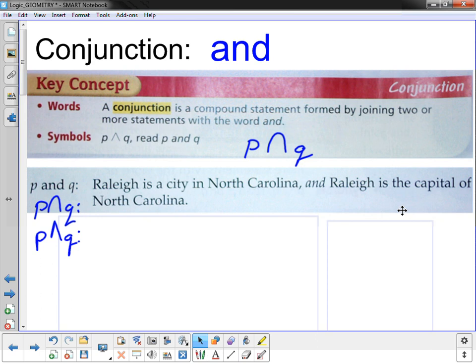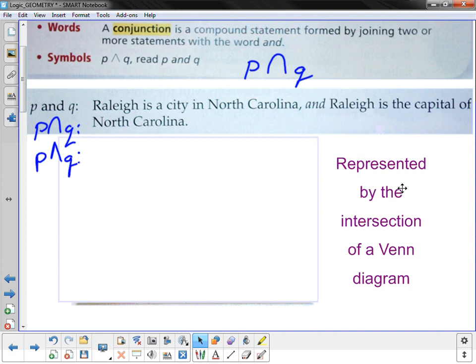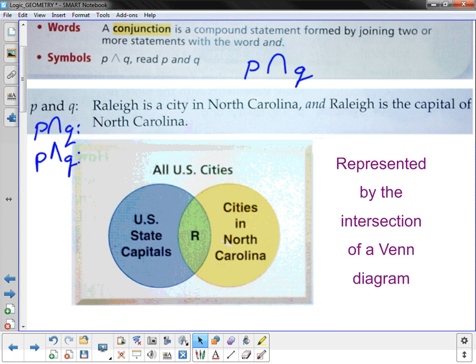Now that symbol, like I said, goes with the Venn diagram. With the Venn diagram, I can show both of these statements as their own little circles, and where they intersect, that's the area I'm looking at. So when I look at this as a Venn diagram, I have U.S. state capitals and cities in North Carolina, and there's an overlap, and there's an R there because that's where Raleigh is. Okay, so a conjunction is the both parts. It has to be in both parts for that to work out.